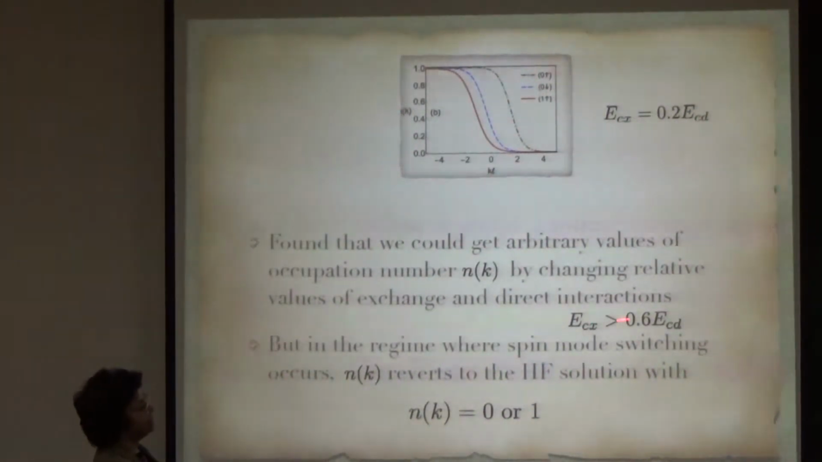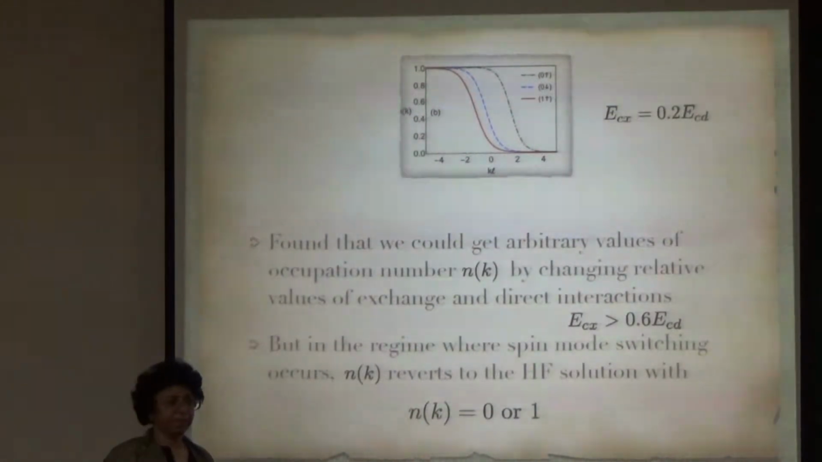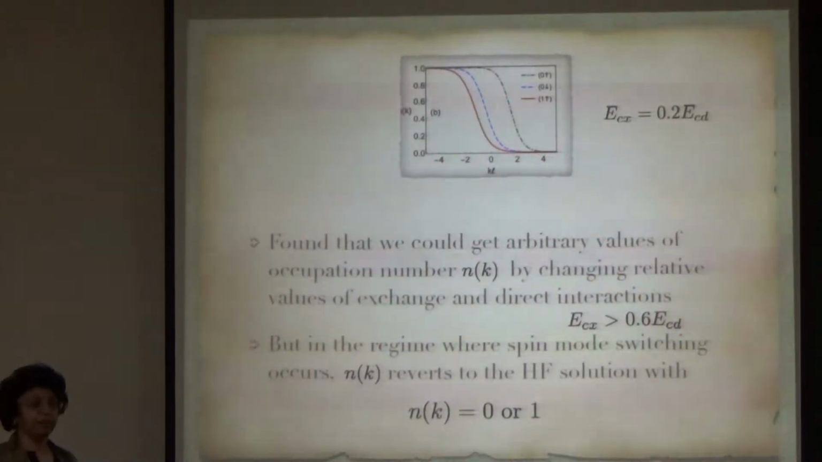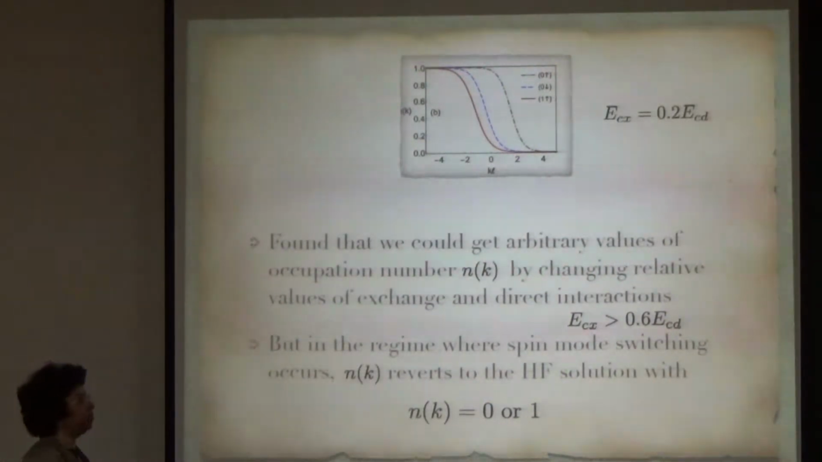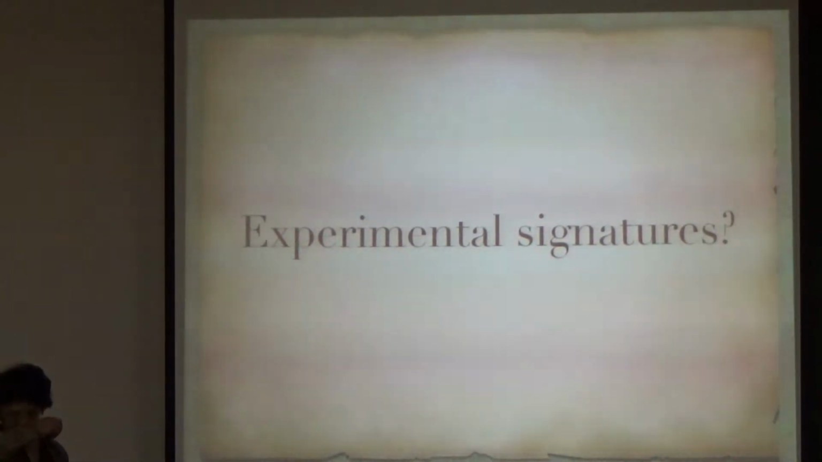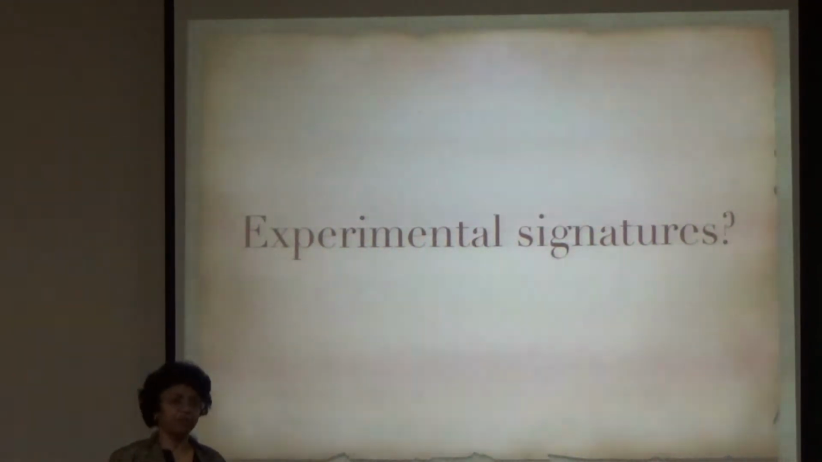But once the exchange term became greater than 0.6 of the direct term, and in real Coulomb of course they are the same, then we got back n_k of 0 or 1. We are interpreting this to say that the Hartree-Fock solution is actually quite stable. It is not easy to move away from it. So, these are the results that we have got, and now I will describe some experimental scenarios that one can think of, where you could try to see whether you can get this kind of stuff.